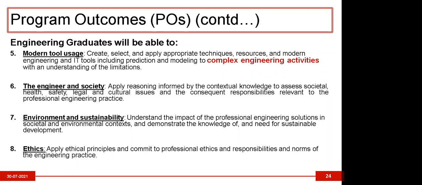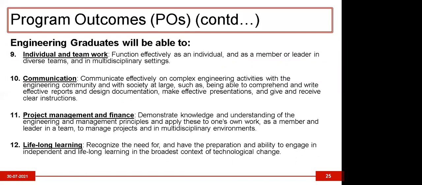Then next, the engineer and society: apply reasoning informed by contextual knowledge to assess societal, health, safety, legal, and cultural issues, and the consequent responsibilities relevant to professional engineering practice. So engineer and society, a one-to-one matching here. And next, environment and sustainability. Professionally, you have to see that the engineering solutions are considered in societal and environmental contexts. They have to maintain the ethical standards from the professional front, and they have to be responsible accordingly.